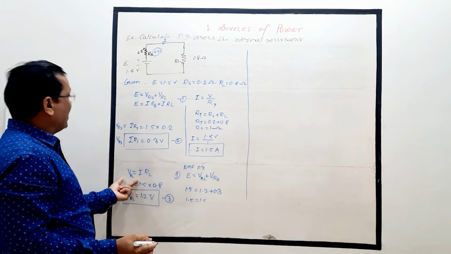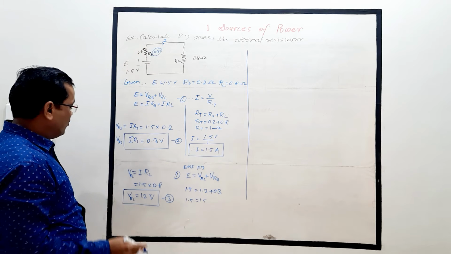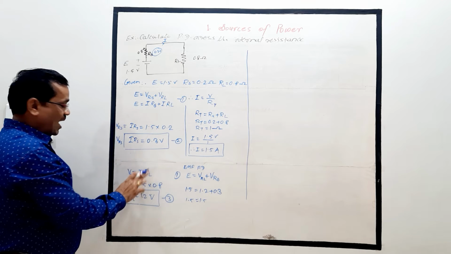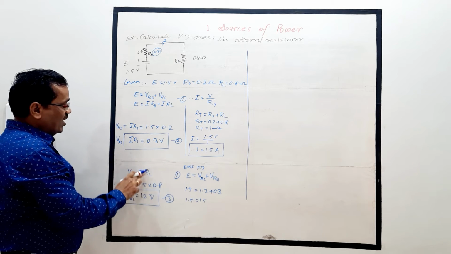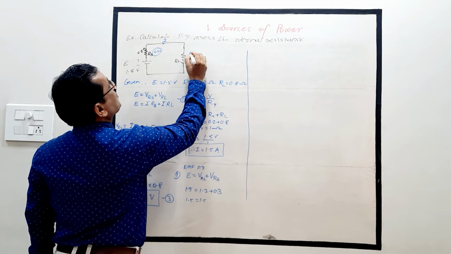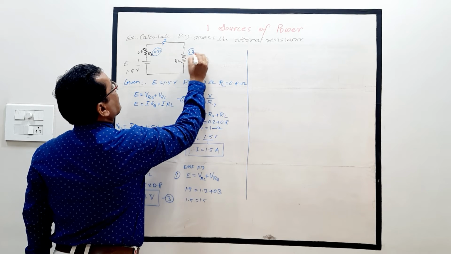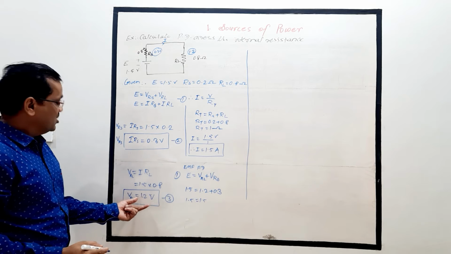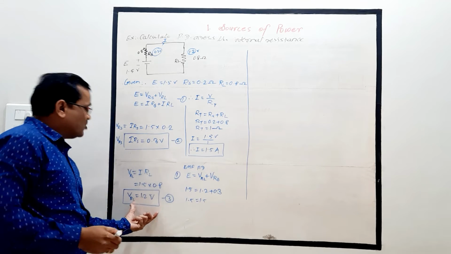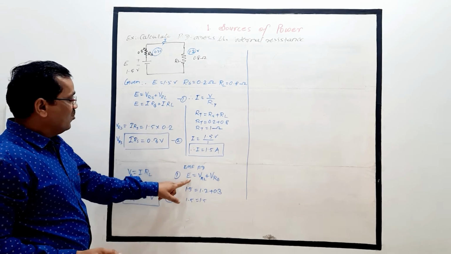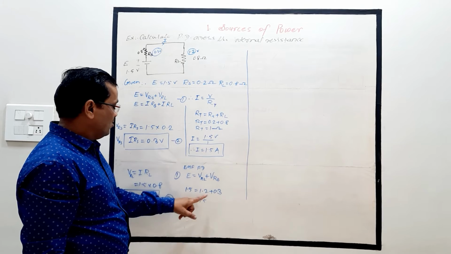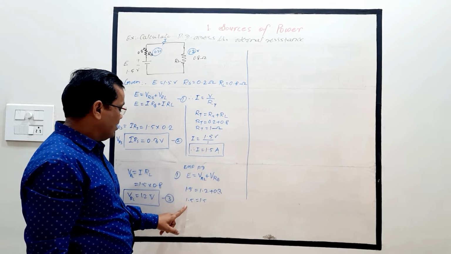Then VRL, voltage across this RL. What will be the voltage across this RL? Current in the circuit into the resistance RL. So current is 1.5 and RL is 0.8, that gives 1.2 volt. So voltage across this resistance is 1.2 volt. Keeping these values in equation 1, EMF of the cell is equal to VRL plus VRS. It is 1.5 is equal to 1.2 plus 0.3.